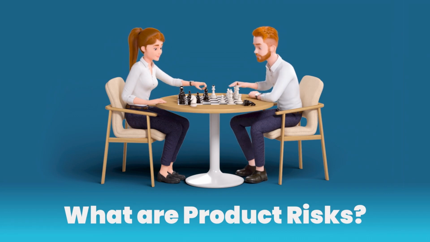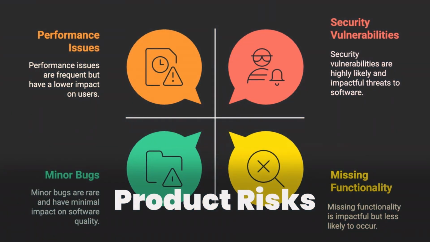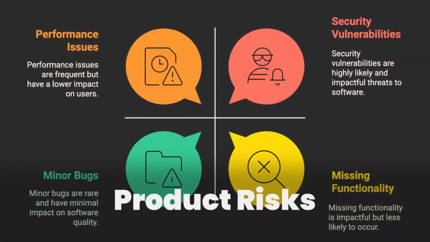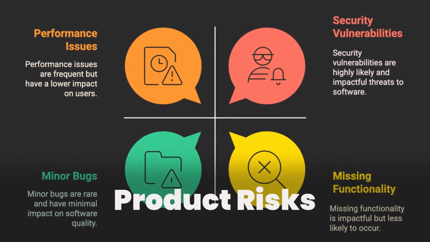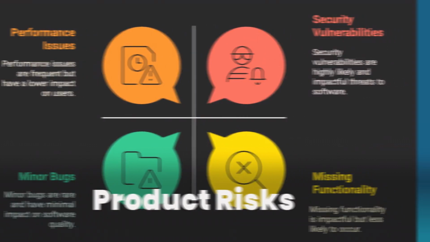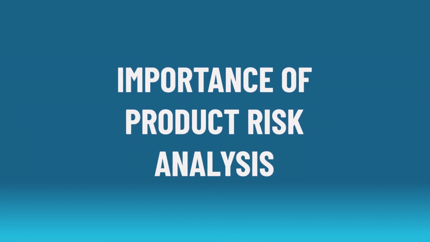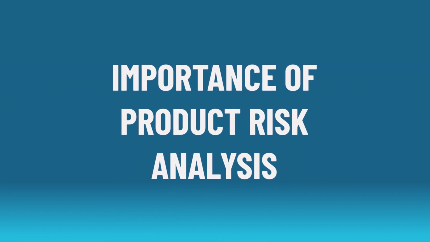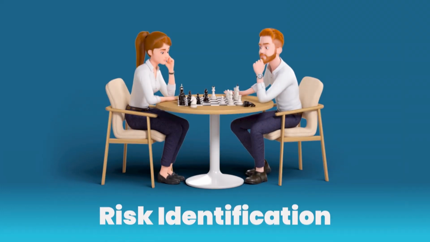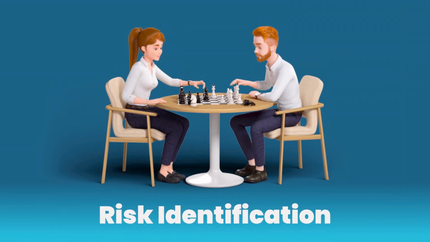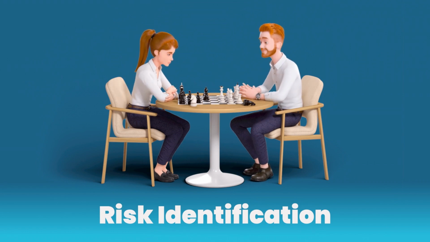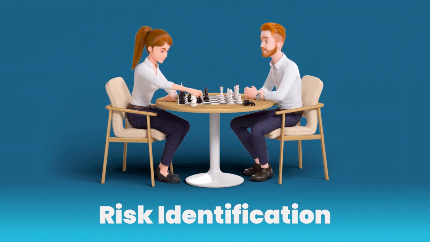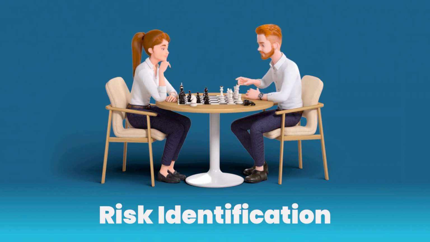What about product risks? Those are risks that affect the quality of the actual software, like missing functionality, security vulnerabilities, or performance issues. If these risks slip through, they can cause user dissatisfaction, financial losses, or even legal trouble. So project risks affect how we build, and product risks affect what we build. You got it. And managing these risks is crucial to avoiding nasty surprises.